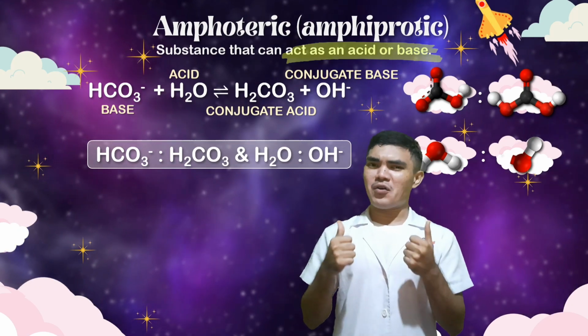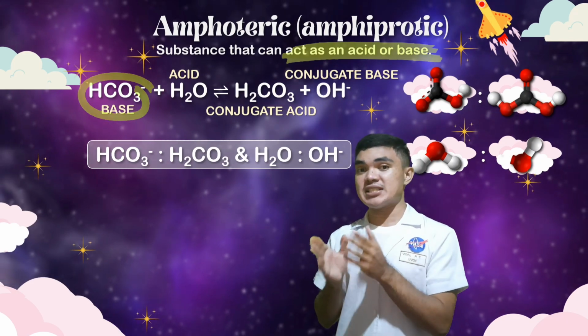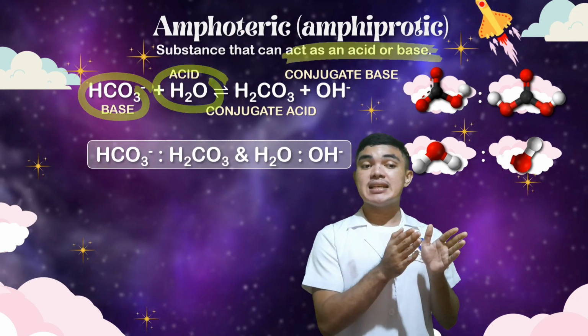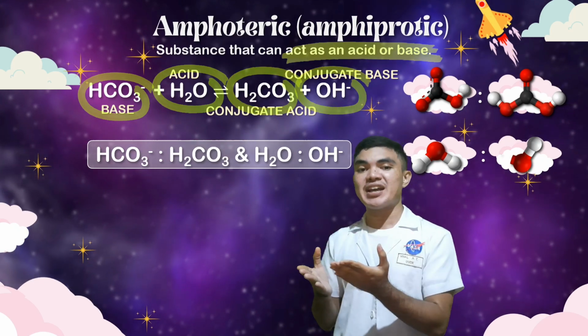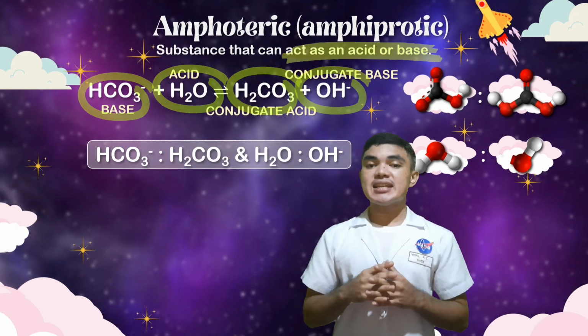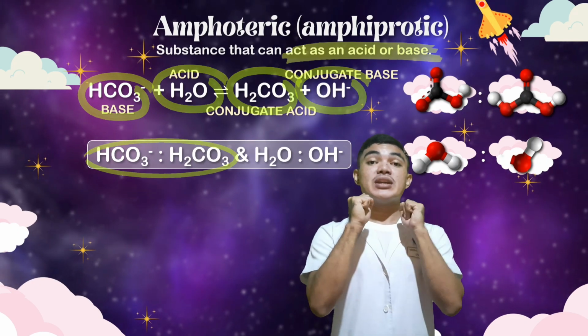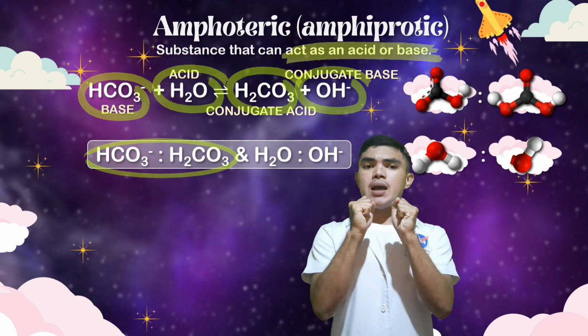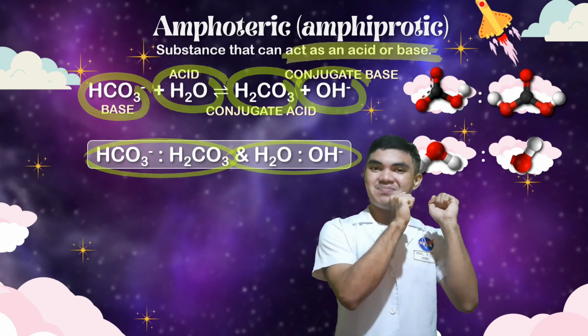Astounding, right? Now, focus your eyes here. We can see that the bicarbonate ion as the base plus water as the acid are in equilibrium with H2CO3 plus hydroxide ion. Hence, we can say that HCO3 ion has a particular pair, carbonic acid, as the conjugate acid, while water has a particular pair, hydroxide ion, as the conjugate base.